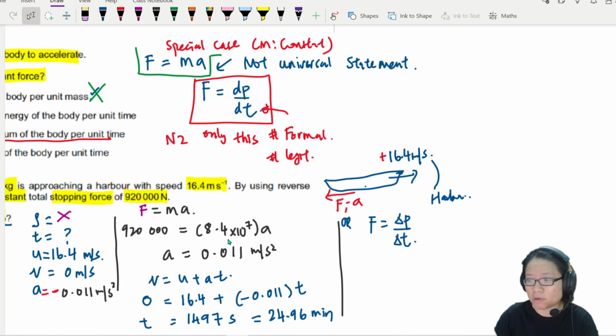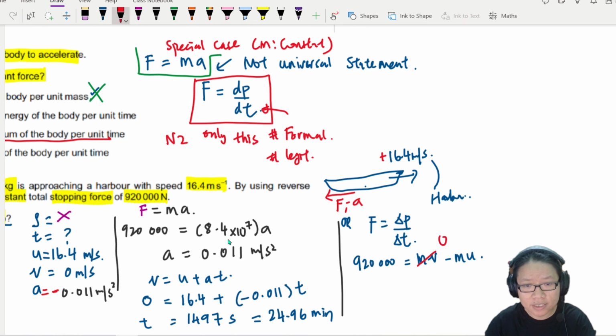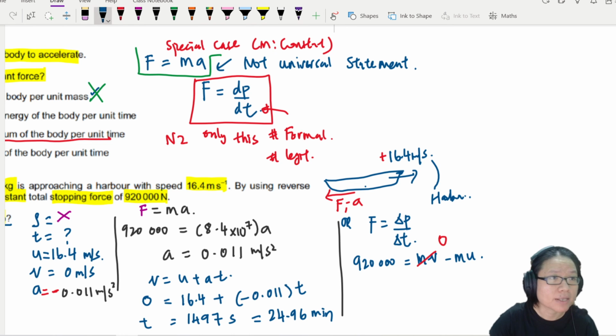Okay, I know the stopping force. The stopping force here is 920,000. We are looking for the change in momentum. Do we have the mass? We can take mv minus mu, but v is 0 because we need to stop the object. And then this one you will divide by t.